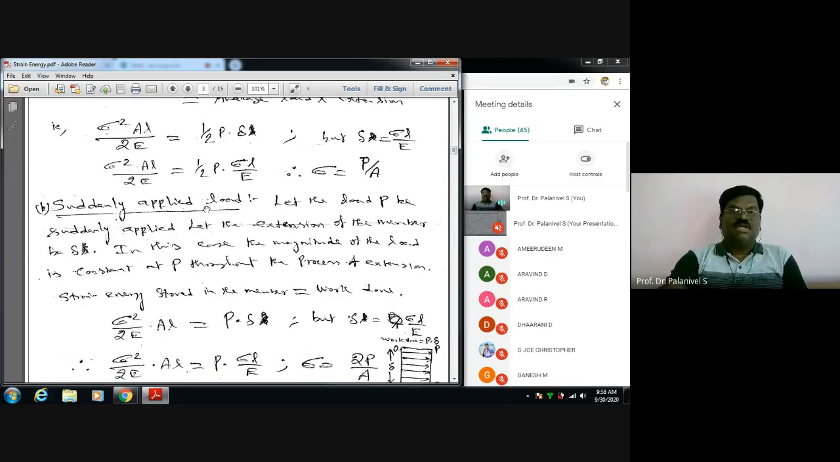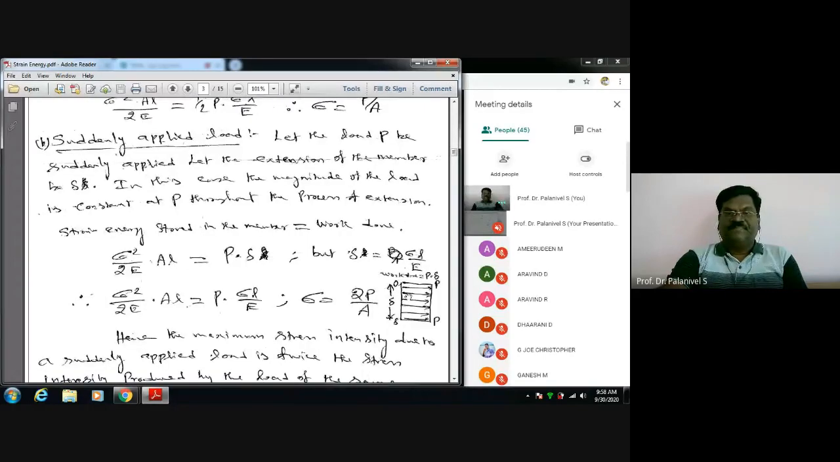I am going to suddenly applied load. If the load is applied suddenly, let the load P be suddenly applied. Let the extension of the member be small del. In this case, the magnitude of the load is constant at P throughout the process of extension. Strain energy stored in the member is equal to work done. The load is suddenly applied, so there is a sudden deformation in the bar, 0 to del.